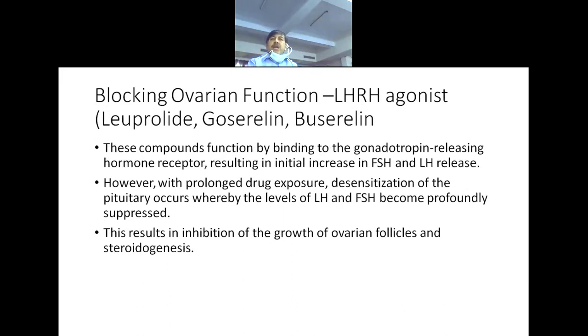Now these are the LH-RH agonists. These compounds act in this anti-pituitary at this LH-RH receptors. So initially they increase the production of the LH and FSH, but after the prolonged use of these drugs, there is desensitization of the pituitary. As a result, levels of LH, FSH become profoundly suppressed, and so as a result there is decreased production of the estrogen and progesterone by the ovaries.